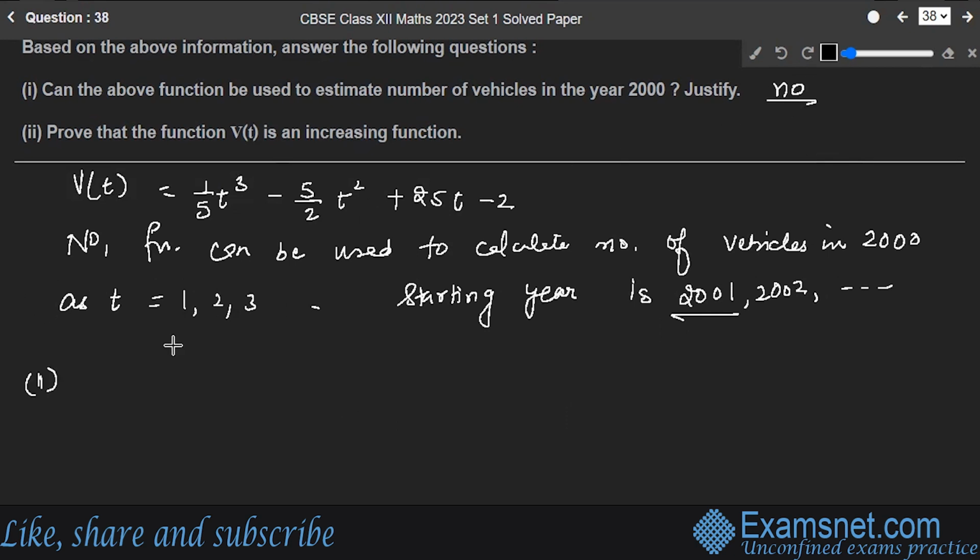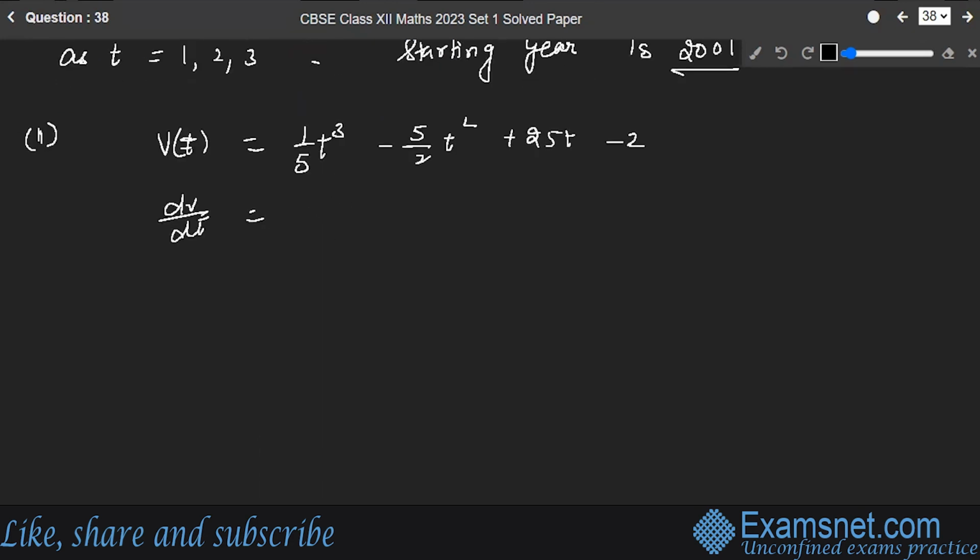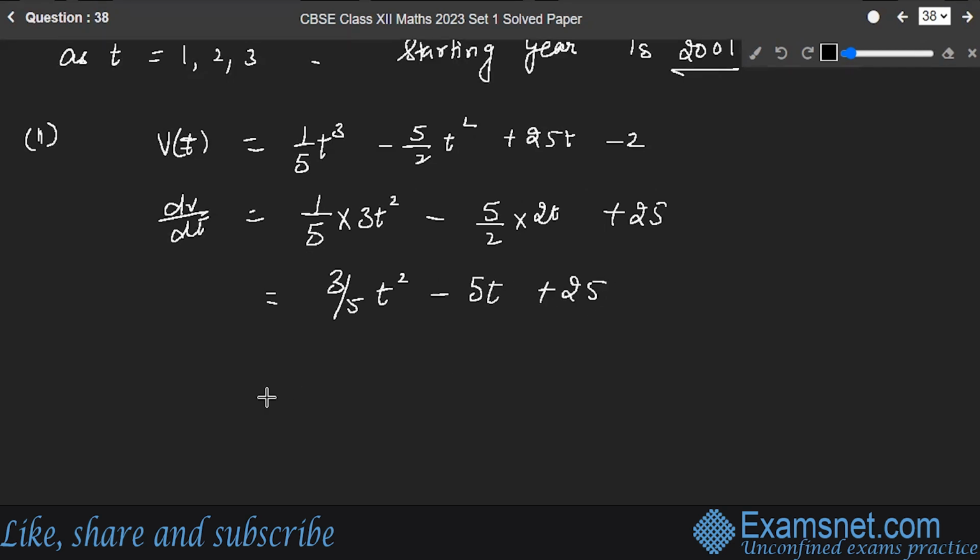Second, prove that the function Vt is an increasing function. For that, you have to find the derivative. So Vt is given by 1 by 5t cube minus 5 by 2t square plus 25t minus 2. Let's find the derivative with respect to t. You have 1 by 5 into 3t square, 5 by 2 into 2t plus 25. So this is 3 by 5 t square minus 5t plus 25.